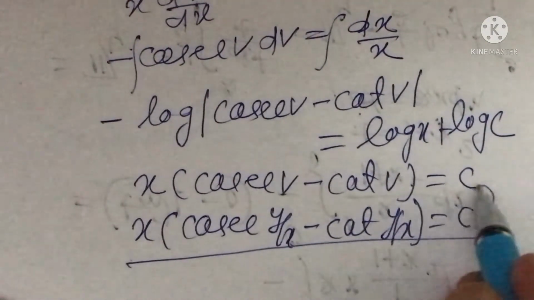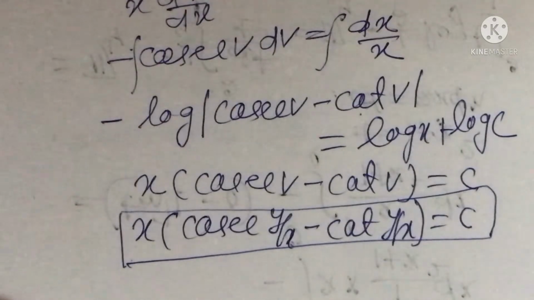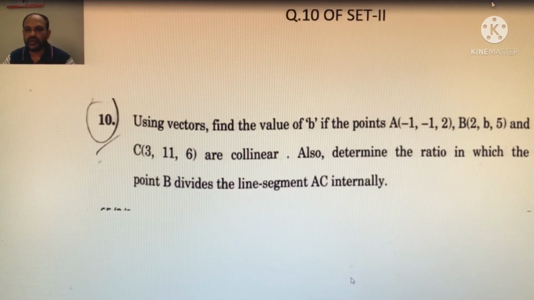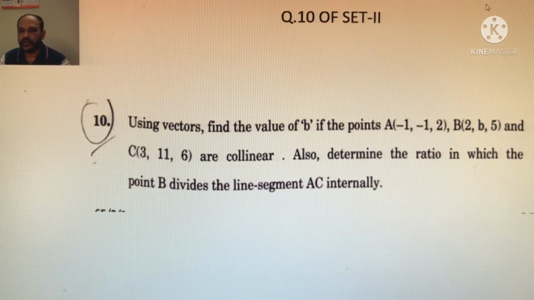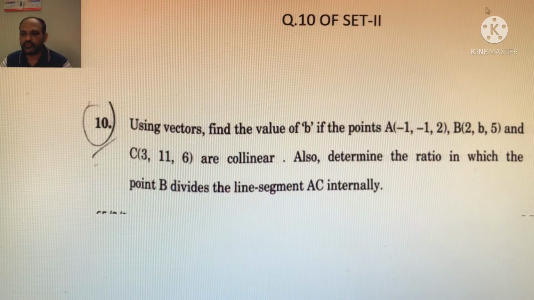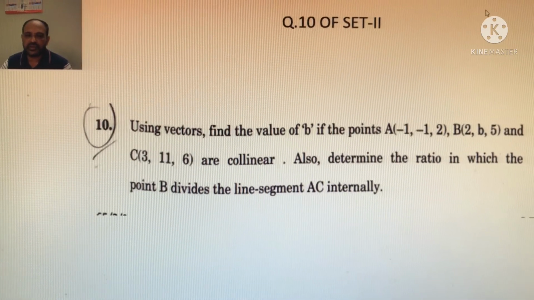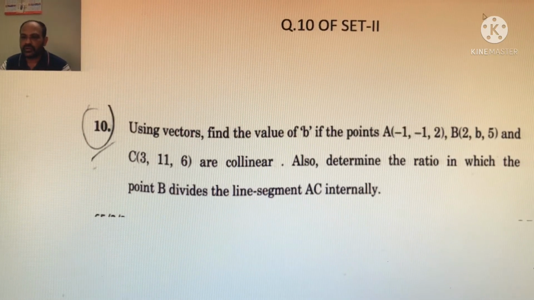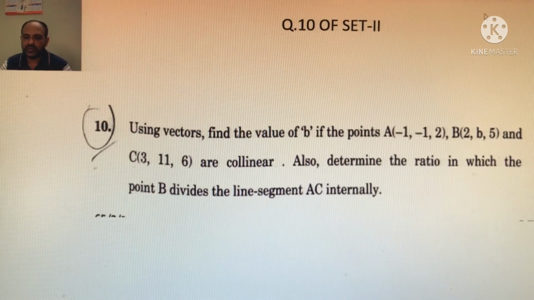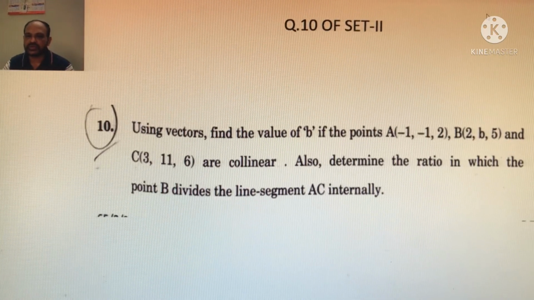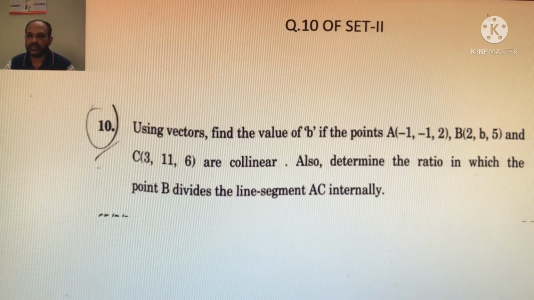This is the solution of this differential equation. Next question is, using vectors, find the value of b if the points A(-1, -1, 2), B(2, b, 5), and C(3, 11, 6) are collinear. Also determine the ratio in which the point B divides the line segment AC internally. This is question number 10 of set 2.